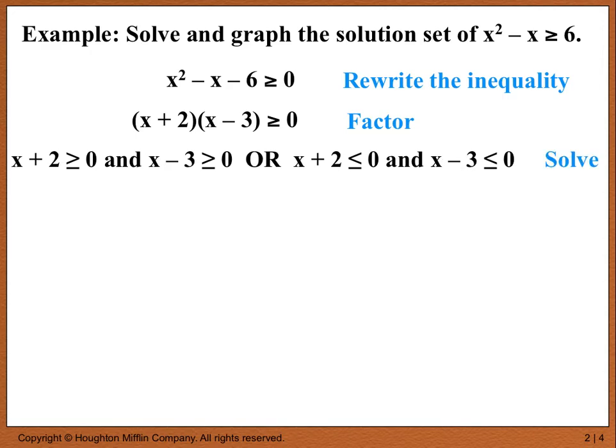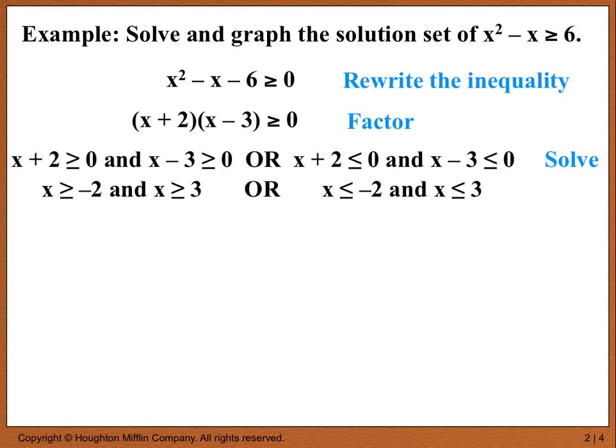And the reason we set it up this way is because now I'm looking for numbers greater than or equal to 0. It could be 0, but I'm basically looking for positive numbers. And the only way that I can get positive numbers when I'm multiplying two numbers is either for both numbers to be positive or both numbers to be negative. And that's why I set it up like this. x plus 2 is greater than or equal to 0 and x minus 3 is greater than or equal to 0, or x plus 2 is less than or equal to 0 and x minus 3 is less than or equal to 0.